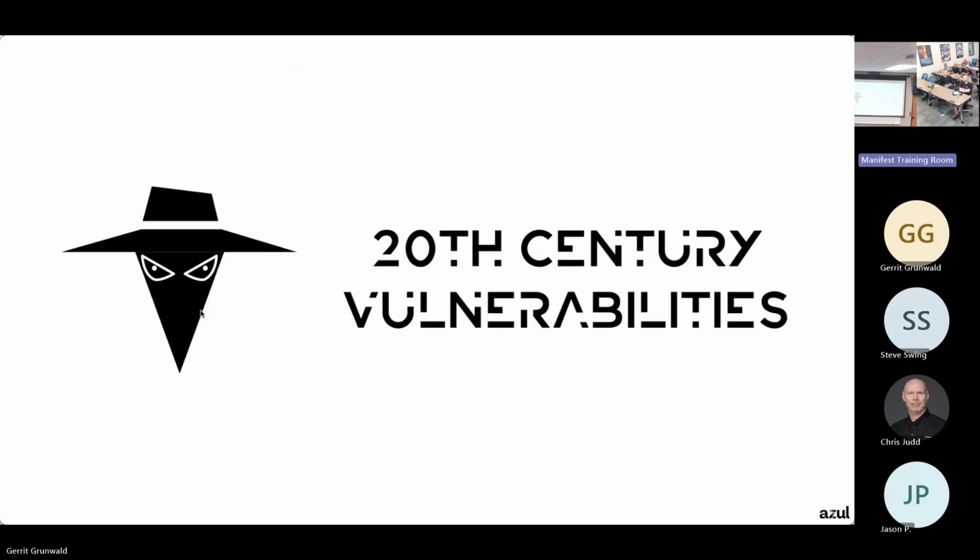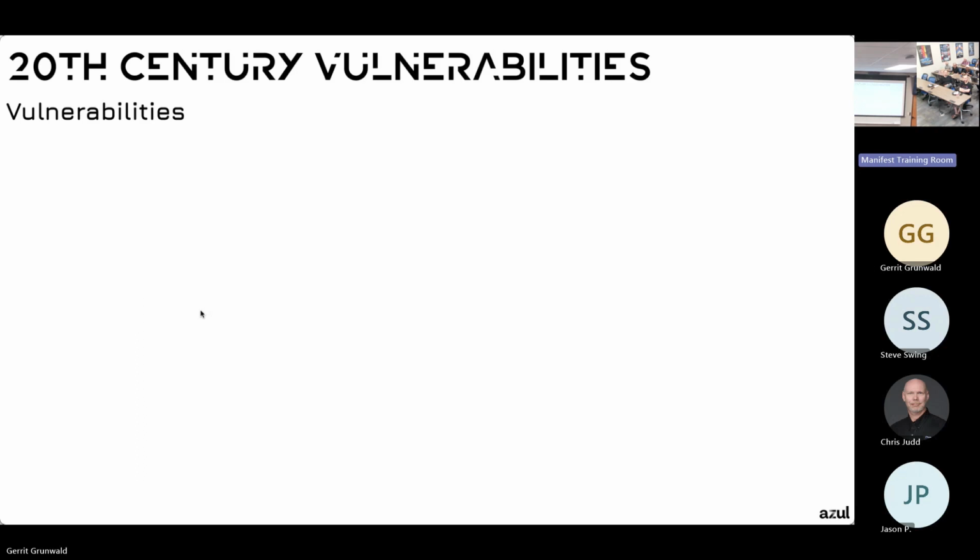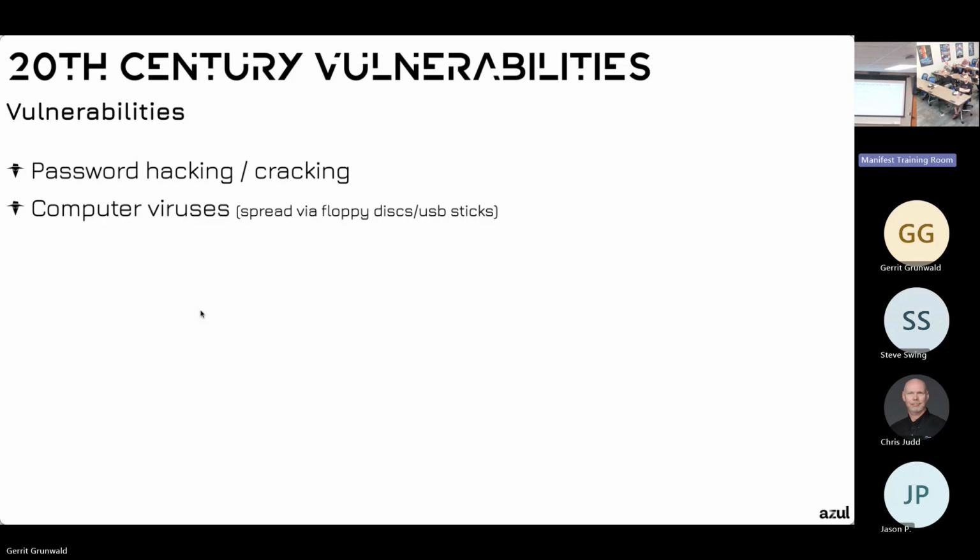The vulnerabilities at that time were also totally different from today's. It was more or less password hacking or cracking, people looking into trash bins and figuring out some notes where maybe a password might be. Then computer viruses just started to come up, spread via floppy disk and USB sticks. So it was the early days of hacking via the internet.